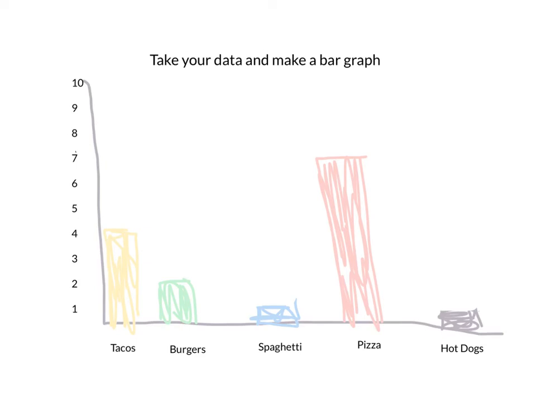and then I filled in my bar graph. So if you remember, when I collected data, 4 of my friends liked tacos. 2 of my friends liked burgers. 1 person liked spaghetti. 7 people liked pizza, and 1 person liked a hot dog. So this is a picture of my bar graph.